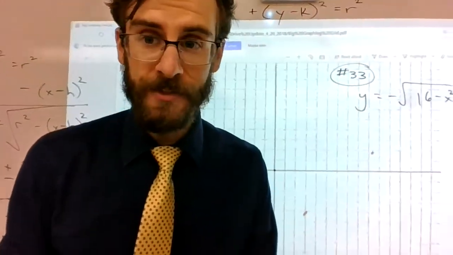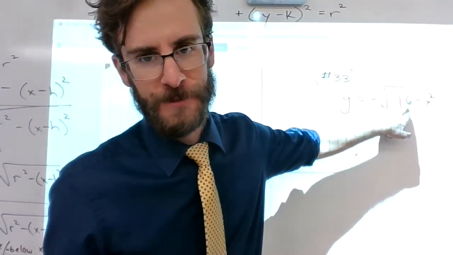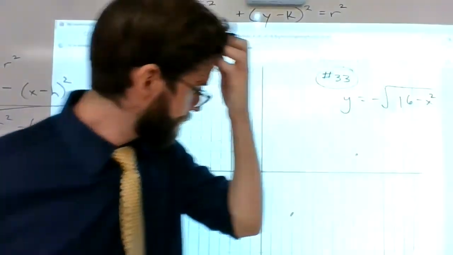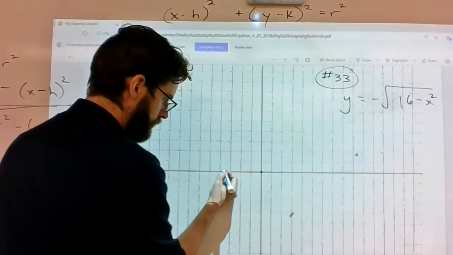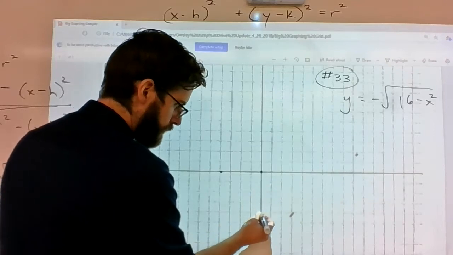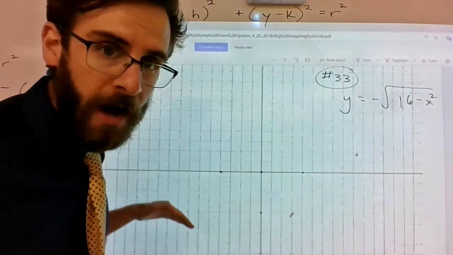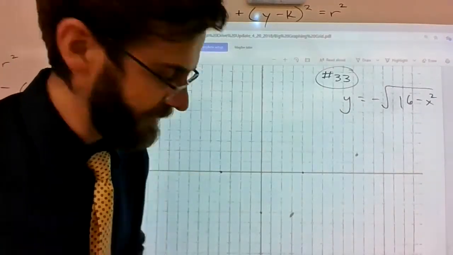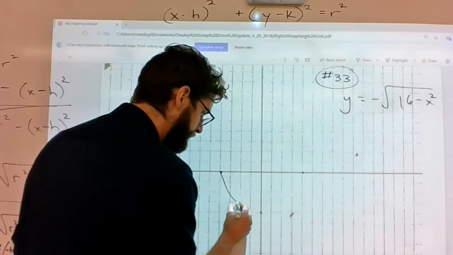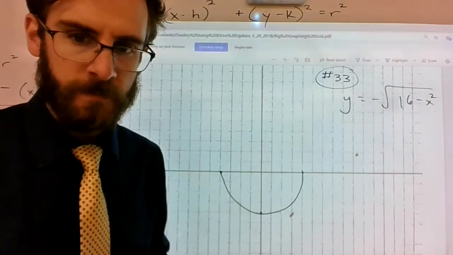Now what's the radius? r squared is 16. So the square root of 16 is 4. It's got a radius of 4. And lives below the x-axis. Ta-da!